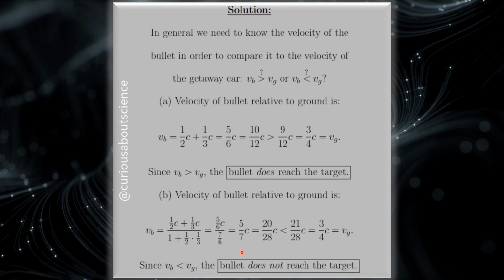Again, let's find a common denominator. Common between 7 and 4 is 28. So let's get everything to the appropriate form. We end up with 20/28c for the bullet using the Einstein rule, and 21/28 for the getaway car in the conversion factor. And so we see that 20 is less than 21. And so the velocity of the bullet under Einstein's rule is less than the velocity of the getaway car, so the bullet does not reach the target.